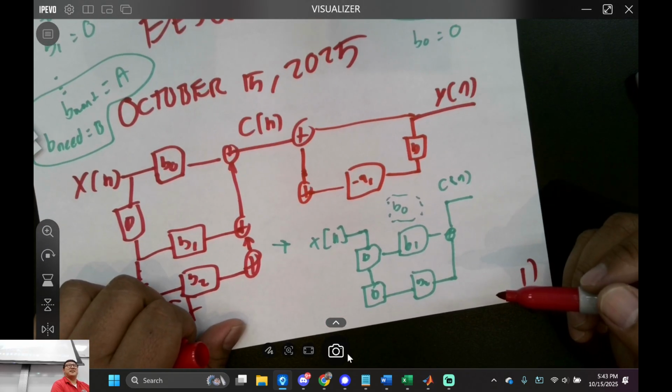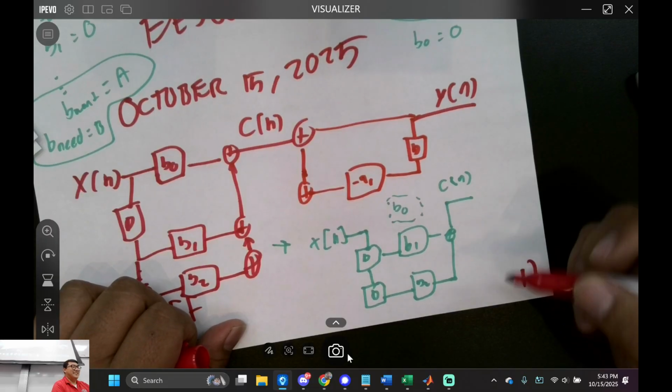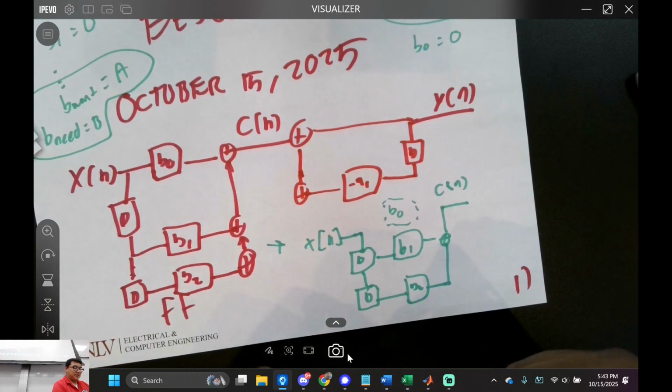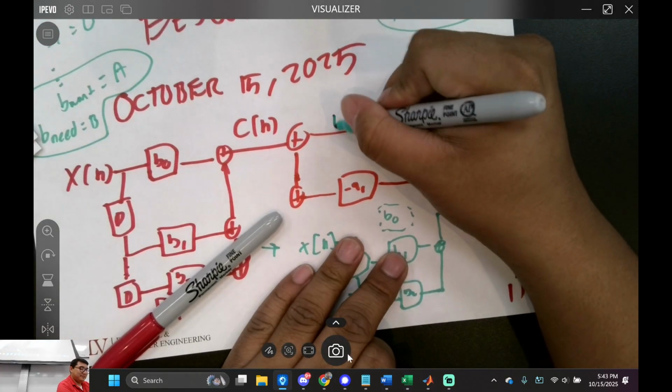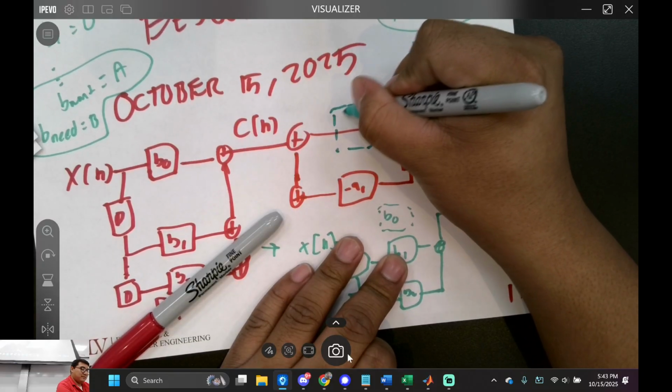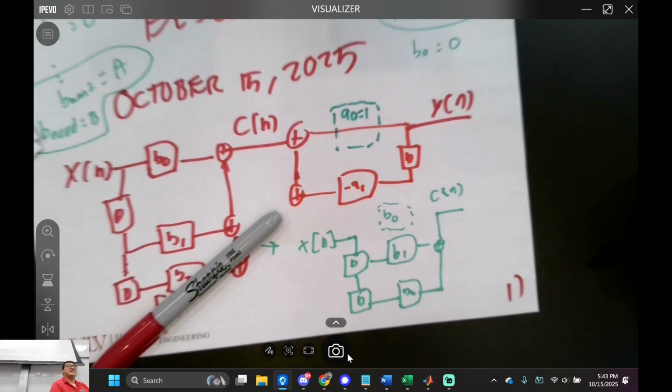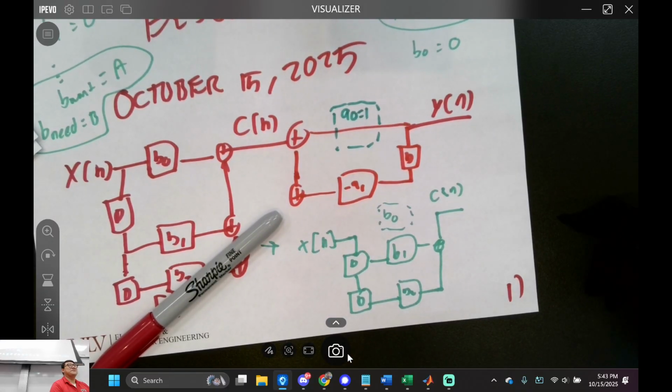Can we do block diagrams now? All good? And then what's this right here? If I were to draw like an imaginary line, it's A0 equal to 1. Just a wire. Is that understood?